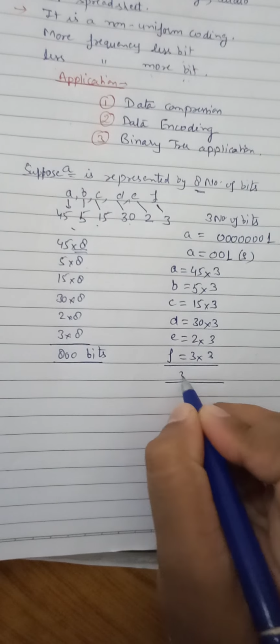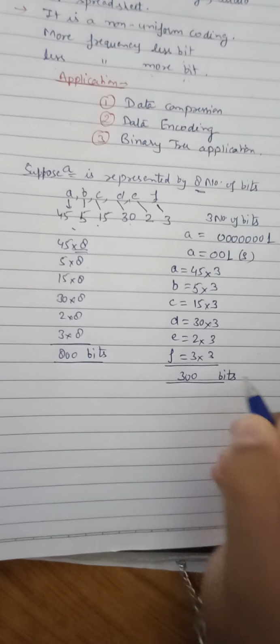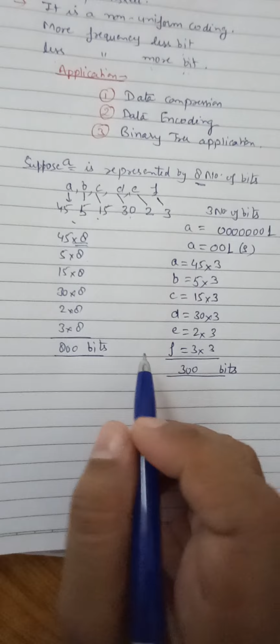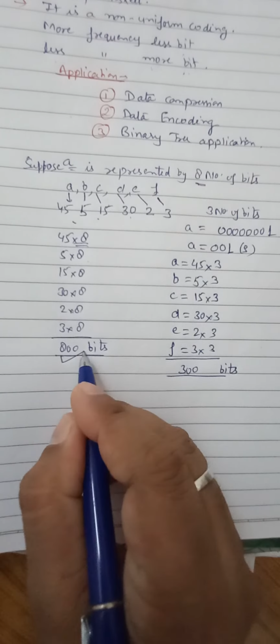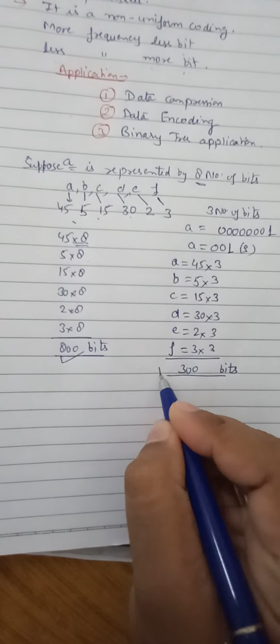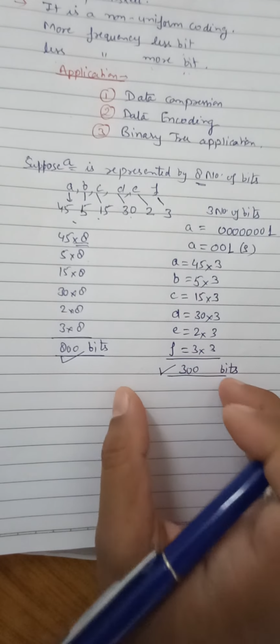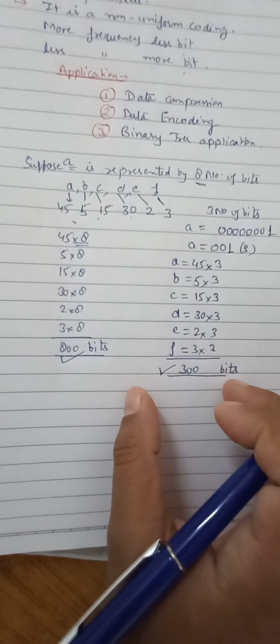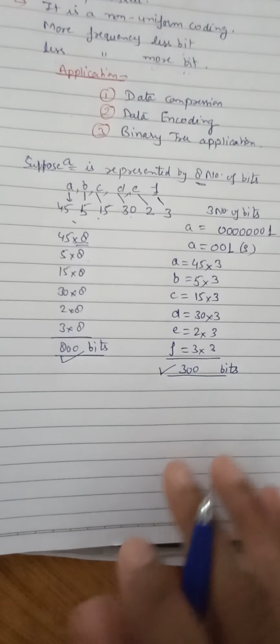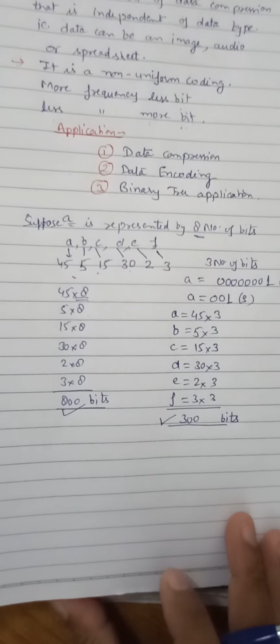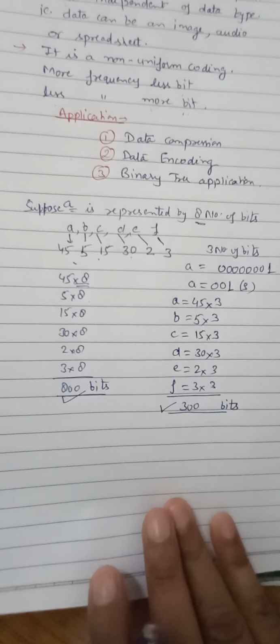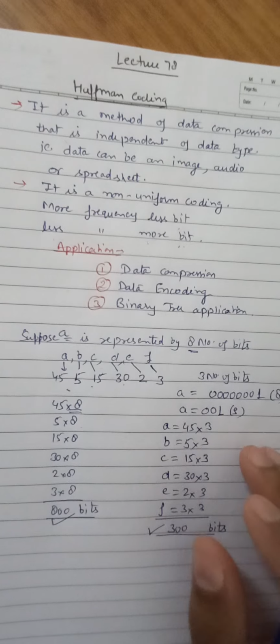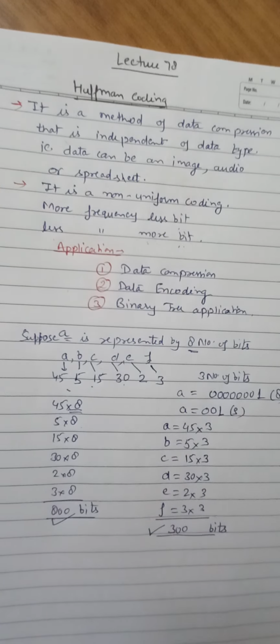If we do the calculation here, we will get only 300 bits. So in that way we can do the compression. Instead of 800 bits, we need to transfer only 300 bits. This is the way by which we do the compression. So this is all about data compression, all about Huffman coding, in which we do the data compression. Let's see in the next lecture how we can do it exactly.